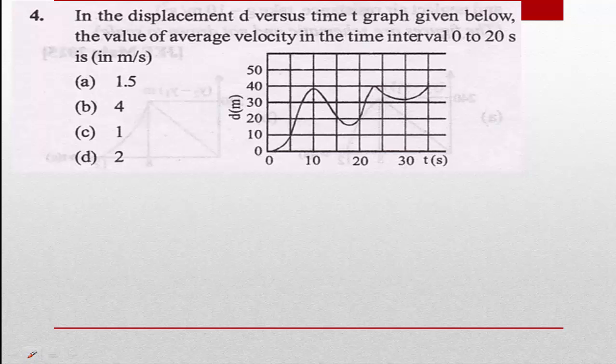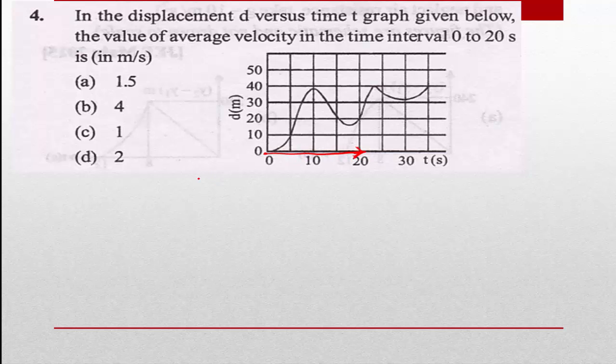The next question is a graphical based question. In the displacement d versus time t graph given below, the value of average velocity in a time interval 0 to 20 seconds is, here this is the graph. This is a displacement versus time graph. And the average velocity in the time interval 0 to 20 seconds, we must calculate in meter per second.